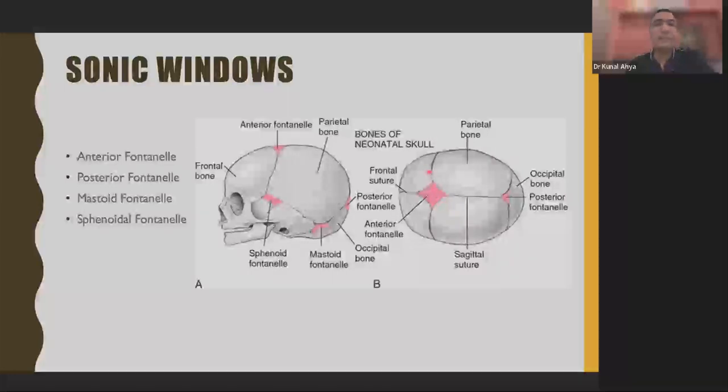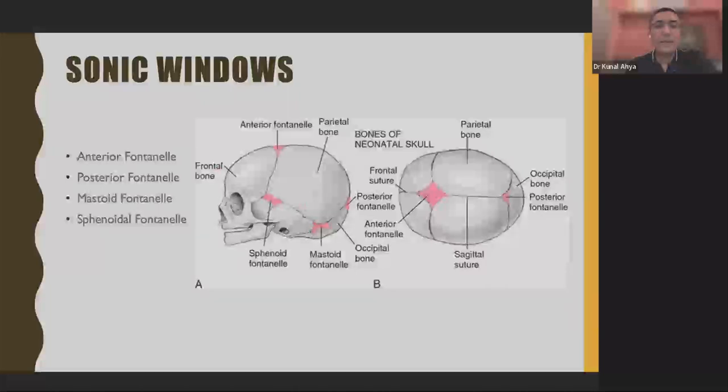Everybody can write in the chat box. It is located on the right side. The marker should be on the right side or anteriorly. That means the marker should be positioned on this side of the baby.